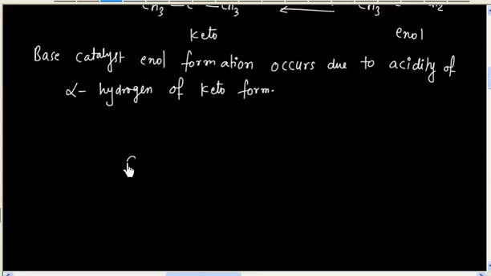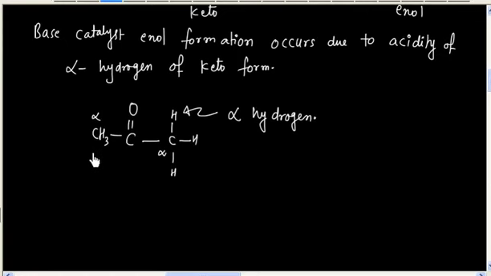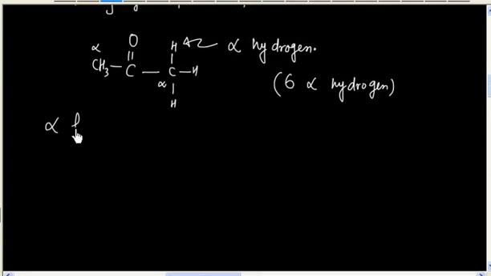If you see the keto form, this carbon is alpha carbon. So these hydrogens are alpha hydrogen. Basically in this molecule we have 6 alpha hydrogen because this carbon is also alpha carbon and the corresponding hydrogen is alpha hydrogen. So for this molecule we have 6 alpha hydrogen. Alpha hydrogen is acidic in nature.